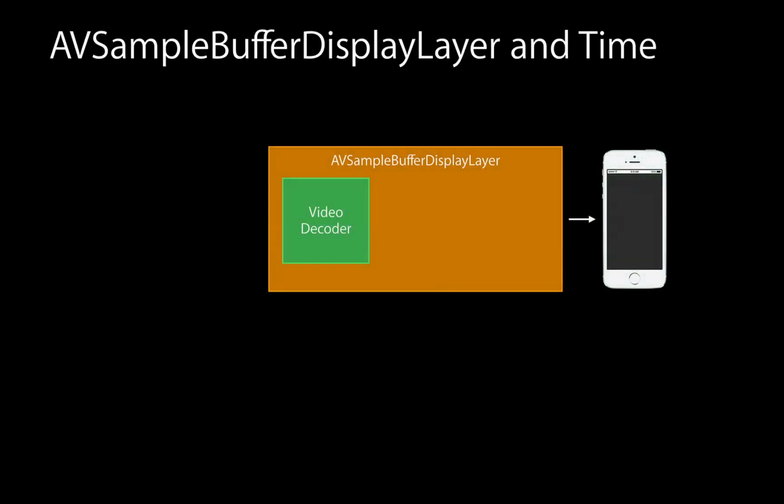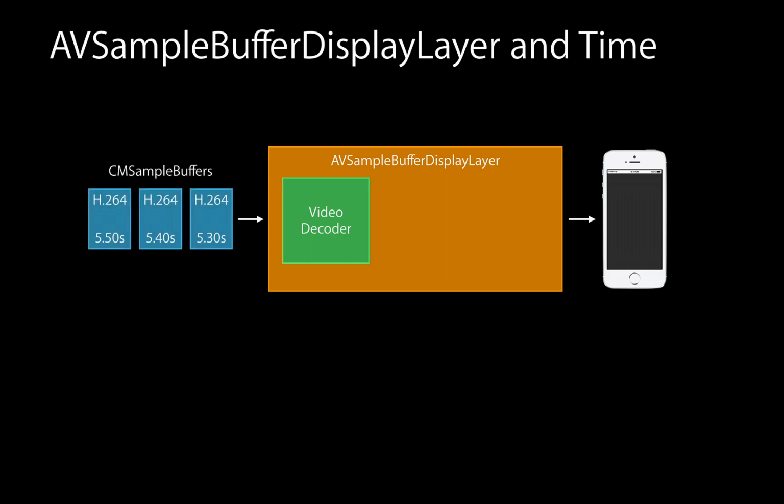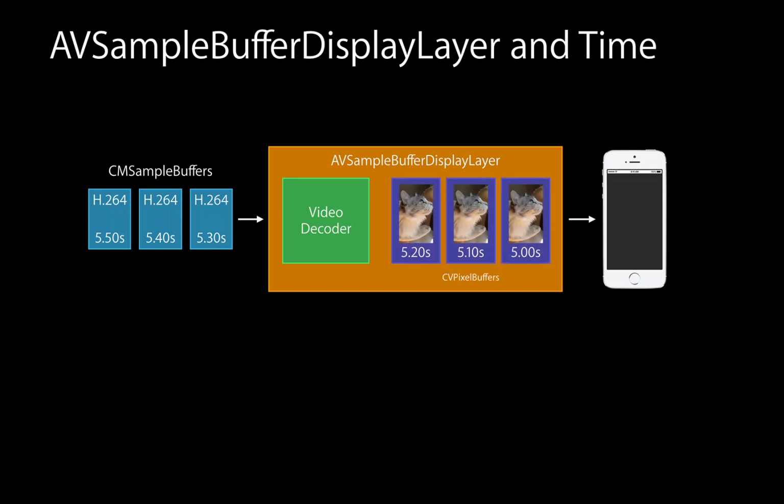All right, let's talk about AV sample buffer display layer and time. So as we saw, all CM sample buffers have an associated presentation timestamp. And our video decoder is going to be spitting out CV pixel buffers, each with an associated presentation timestamp. Well, how does it know when to display these frames? By default, it will be driven off of the host time clock. Well, that can be a little bit hard to manage. The host time clock isn't really under your control.